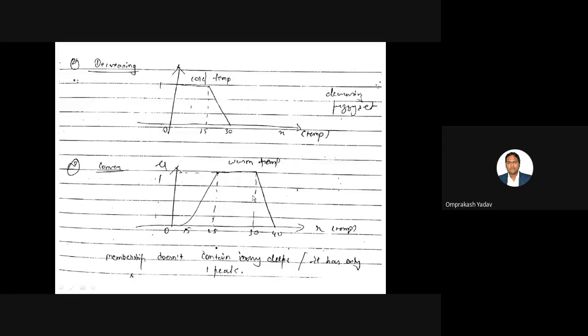One thing you will have to remember: there should not be any dip. For example, it should not be a wave kind of thing. The membership doesn't contain any dip. It has only one peak. So remember, for a convex fuzzy set, there has to be only one peak. There should not be any dip.